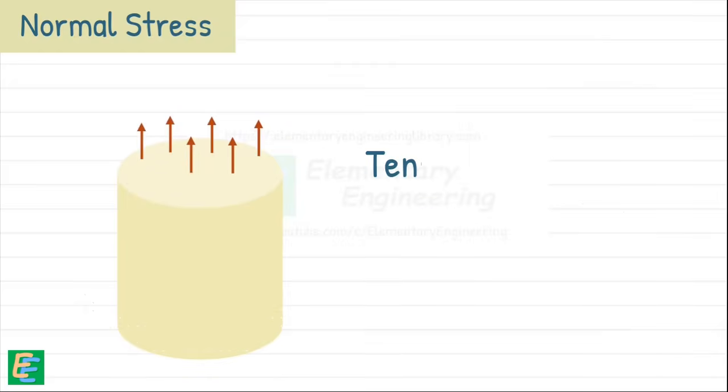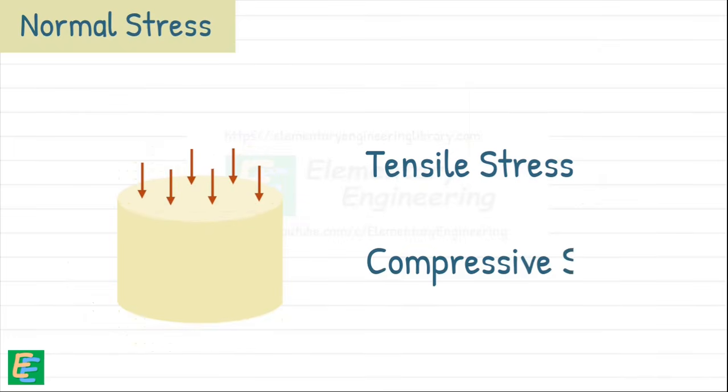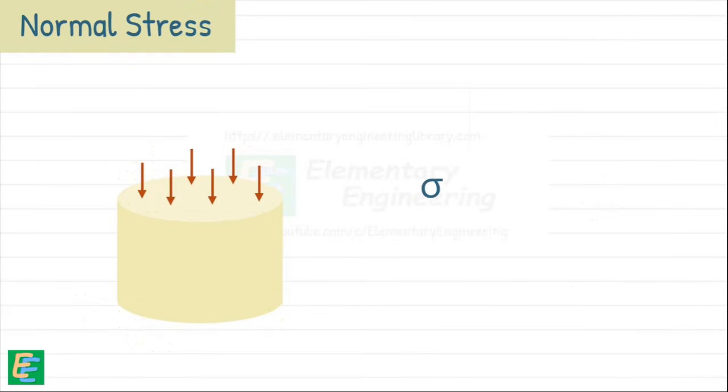Normal stress is the component or part of the stress that acts perpendicular to the cross-section of the material. This can cause material to either stretch, known as tensile stress, or compress, known as compressive stress. It is denoted by the Greek letter sigma and defined as the force per unit area, as this is also a stress.